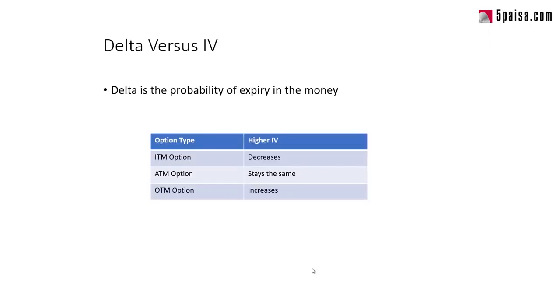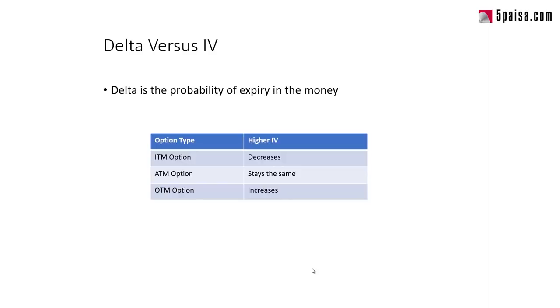The next thing which we have to think through is delta versus IV. Delta is the probability of expiry in the money. For the nth time, we are repeating the same statement. So what does it mean when there is a very high IV? So an option which is already in the money in presence of a very high volatility can go out of money, which means the probability of that one expiring in the money can reduce, therefore delta will decrease. An option which is ATM doesn't care. It's always going to be 0.5.